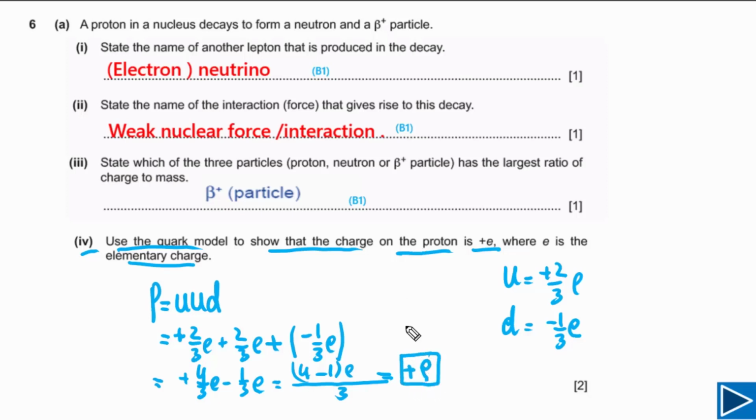This question has 2 marks, and the first is that if we have written the quark composition for the proton, we will get 1 mark, and this is a B mark.